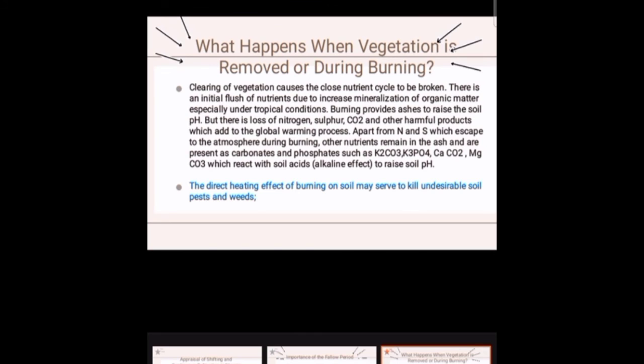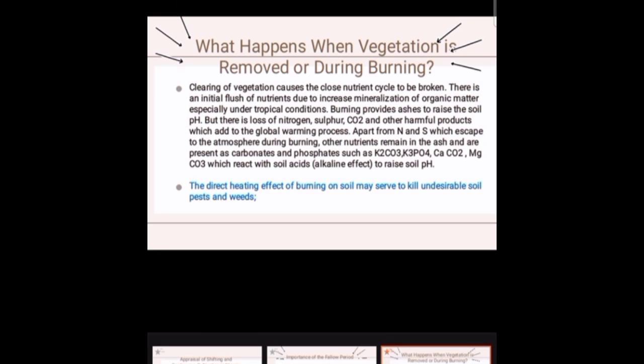Now, what happens when vegetation is removed or during burning? The answer is that clearing of vegetation causes the closed nutrient cycle to be broken. There is an initial flush of nutrients due to increased mineralization of organic matter, especially under tropical conditions. Burning provides ashes to raise the soil pH, but there is loss of nitrogen, sulfur, CO2, and other harmful products which add to the global warming process.